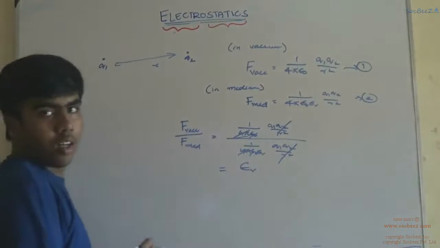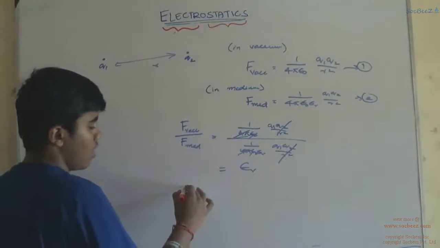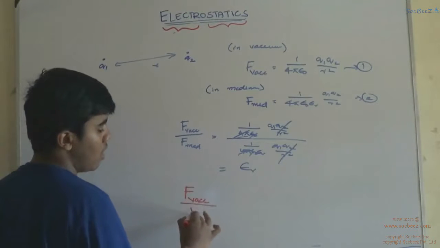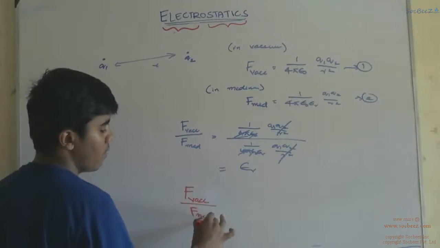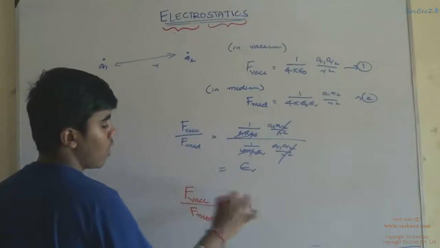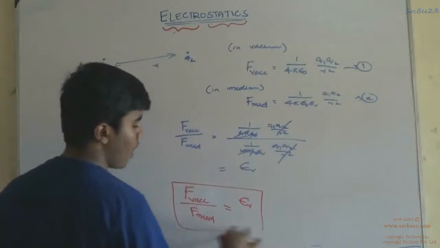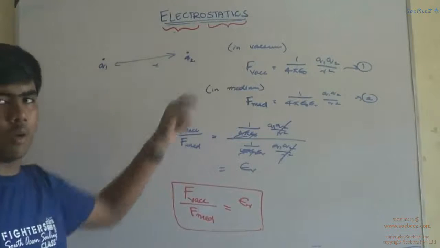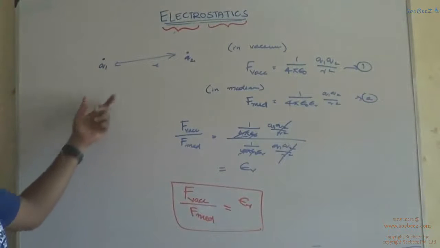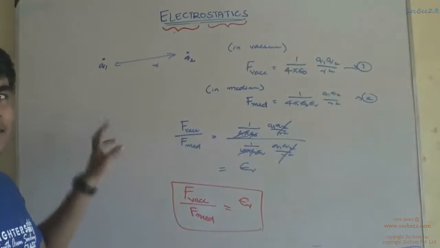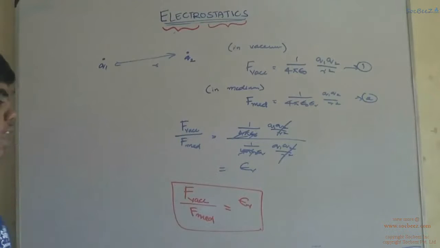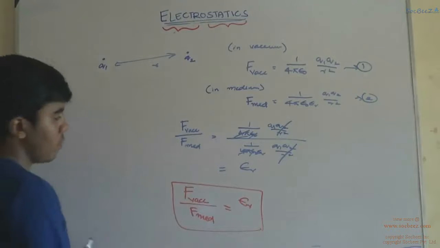So we write an important formula here, that F vacuum by F medium is equal to epsilon r. The ratio of force exerted between the two bodies in vacuum to the force exerted between the same two bodies placed at the same distance in a medium is equal to the dielectric constant of that particular medium.